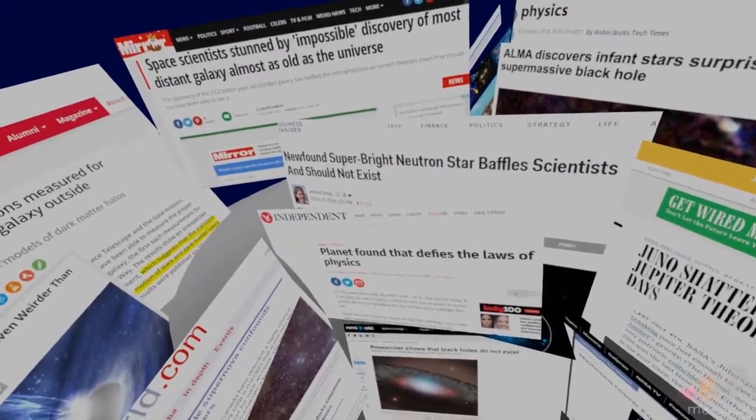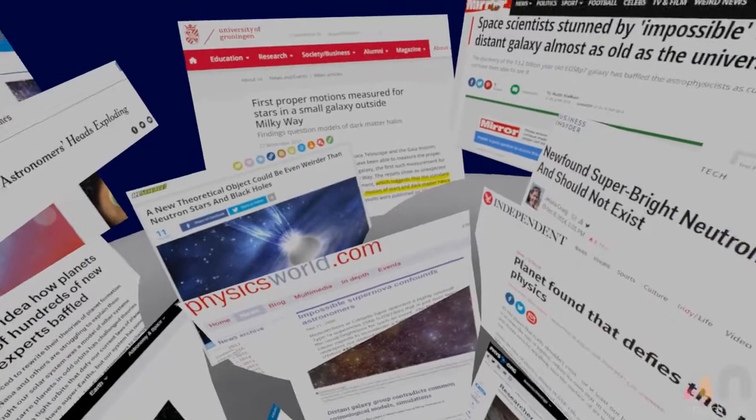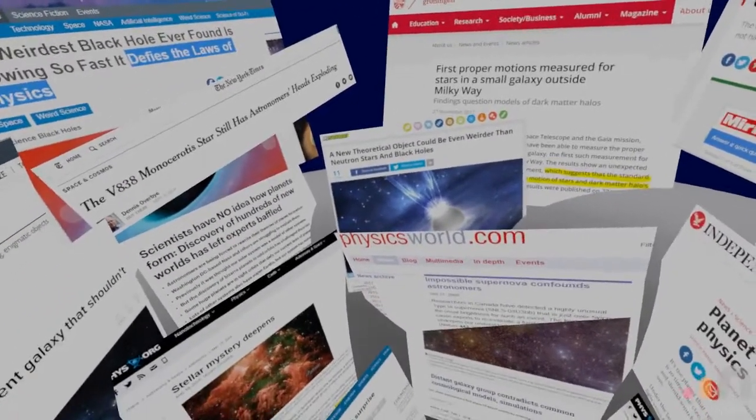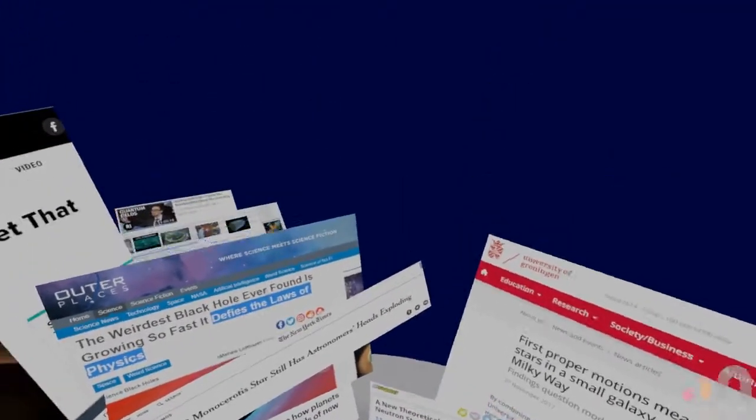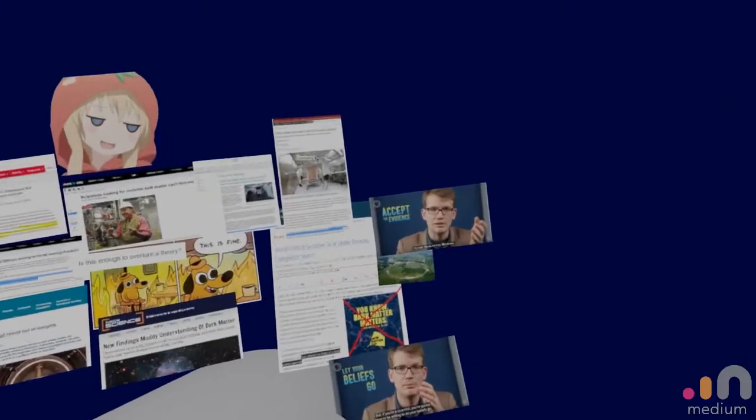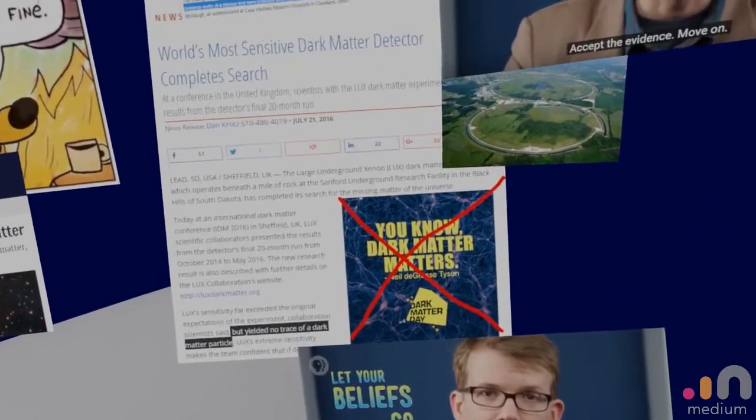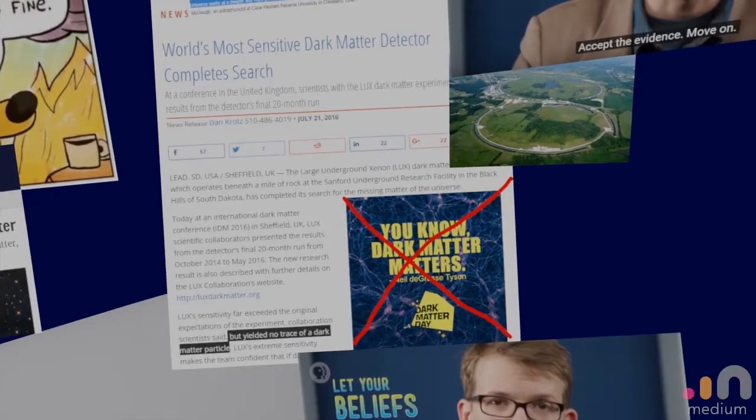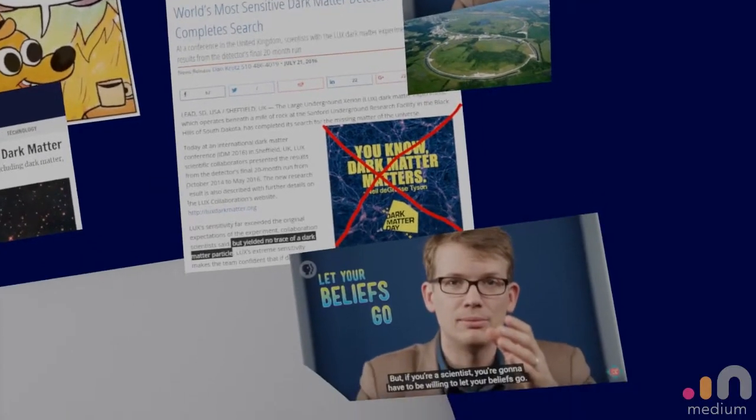And all of this is magically explained if dark matter is there. You find dark matter, bam, all this makes sense. Perfectly logical. How are the experiments going? You guys able to detect it? Oh, no. The world's most sensitive dark matter detector completed its search, but yielded no trace of the dark matter particle.